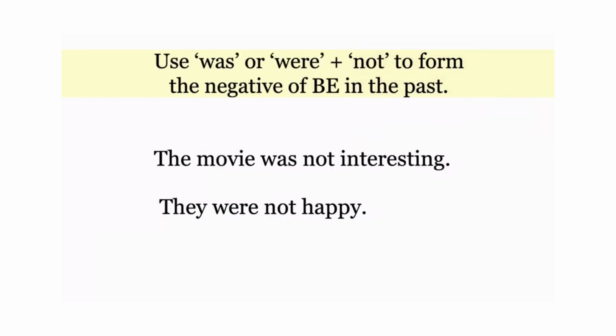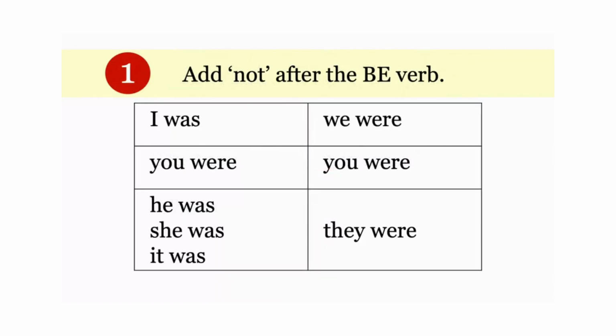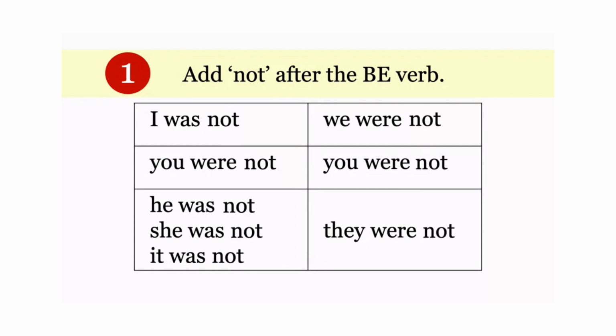Use was or were and not to form the negative of be in the past. The movie was not interesting. They were not happy. There are two ways. The first way is add not after the be verb. You know this already. I was not, you were not, he was not, she was not, it was not, we were not, you were not, they were not. It's all the same, just add the word not.